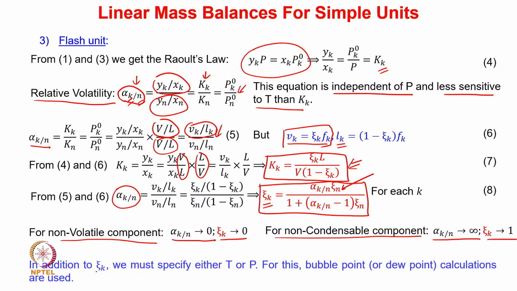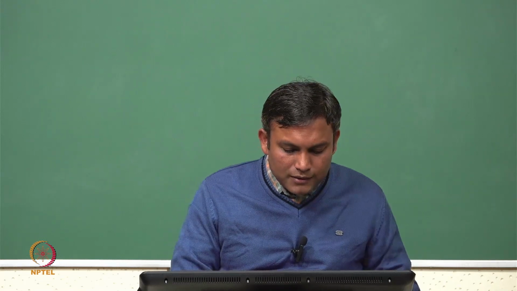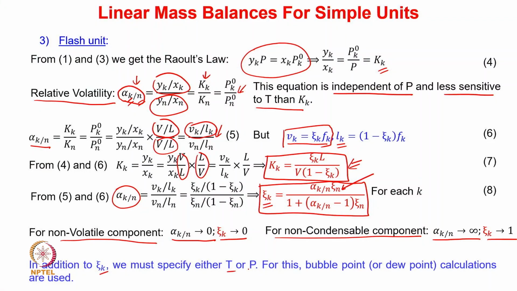So in addition to zeta k, clearly you can see that now we have got all the equations, how zeta k, how pressure and how temperature are related in the equilibrium relationships. Those we have derived in this case. Now we wanted to see how we can fix any two of these and back calculate the other and see whether it is matching with the assumed values of zeta k, T or P or not. So for that again we are using the bubble point or dew point calculations.